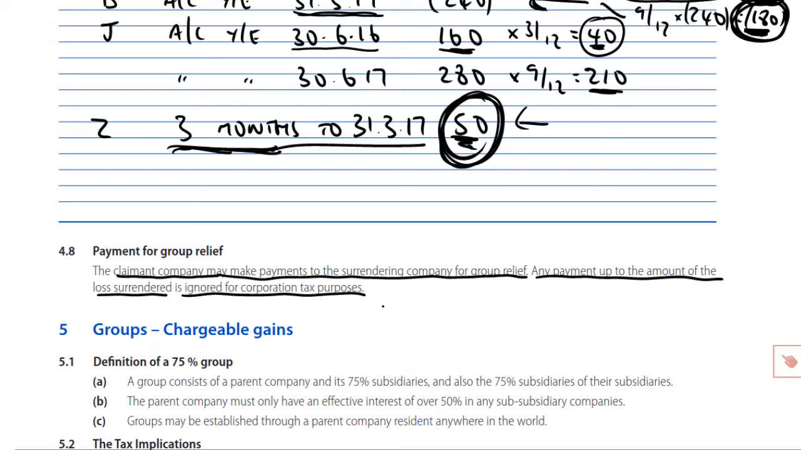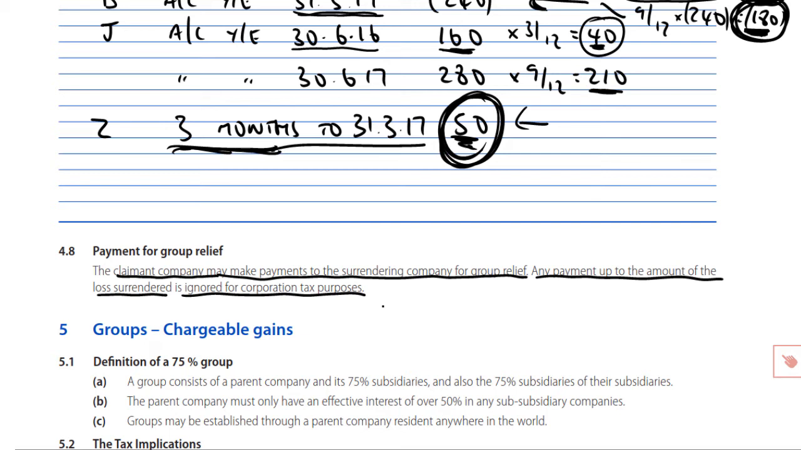So the payment by the claimant company back to the surrendering company, the payment is not a deduction for the payer, it's not income to the recipient. Again, you can make those payments if you wish, but you don't have to. Again, down to the group to decide, but it would seem like a fair and reasonable thing to do.